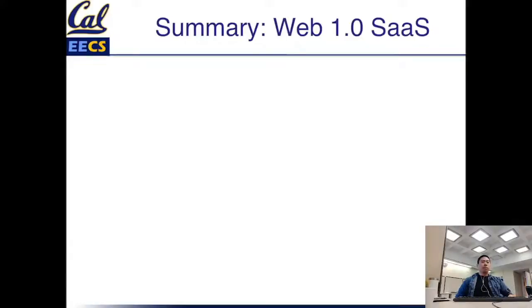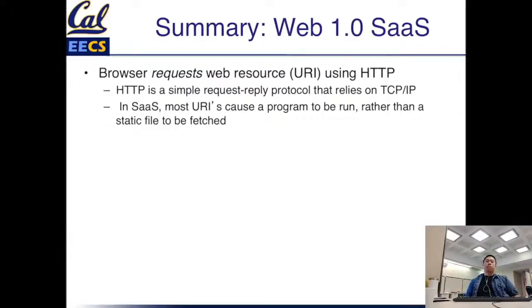So to summarize the high points of the software as a service architecture, the browsers are the clients. They ask questions. They make requests to the servers. HTTP is the protocol that they use, and they use URIs and HTTP methods like GET and POST to name what they want to do. HTTP is a request-reply protocol, so everything begins with a client asking a question.